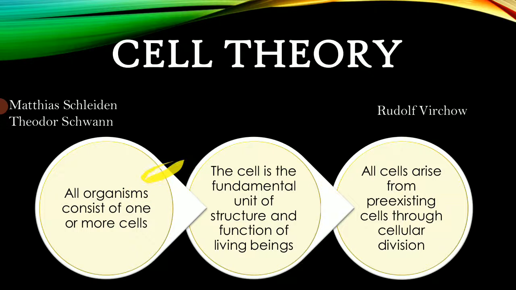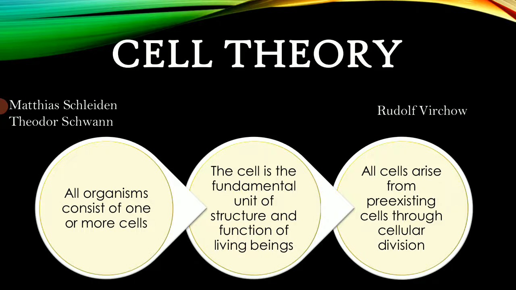The first tenet says that all living organisms are composed of one or more cells. So, every living organism will have cells in it. Only then can you call it a living organism. That was the first tenet. The second tenet of the cell theory is that the cell is the basic functional unit of life. So it is the unit of structure and the unit of function of all living beings. These were the 2 tenets of the cell theory.